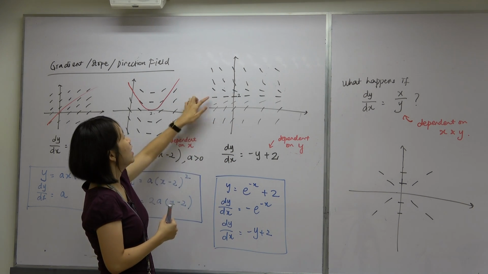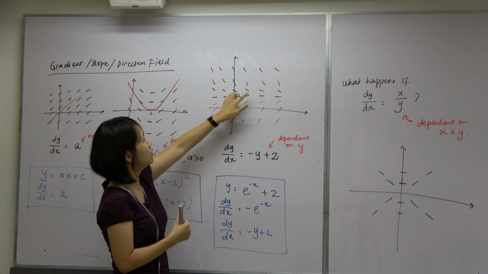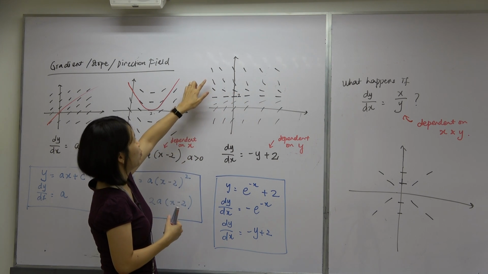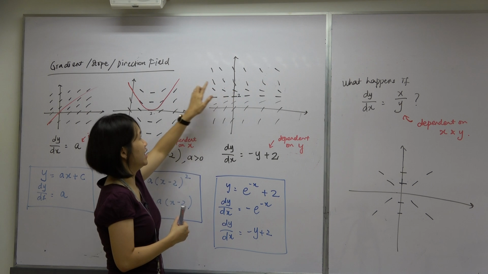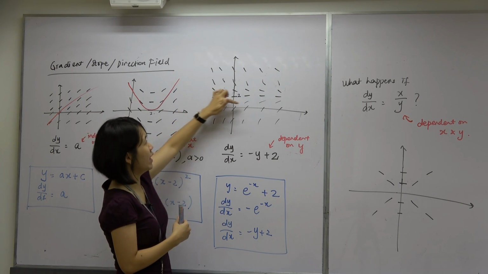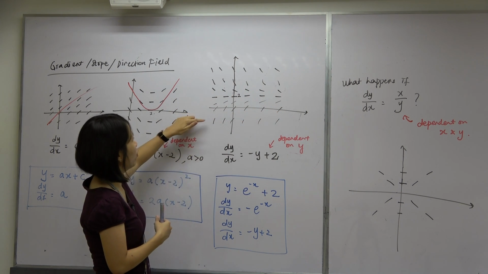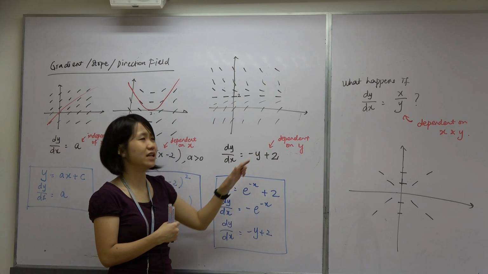Did you observe that? When y is equal to 2, I have got a gradient of 0. When y is equal to 3, I have got a negative gradient. When y is equal to 4, I have an even more negative gradient. And when y is equal to 1, I've got a positive gradient. When y is equal to 0, a more positive gradient. And when y is equal to negative 1, I again have a positive gradient.